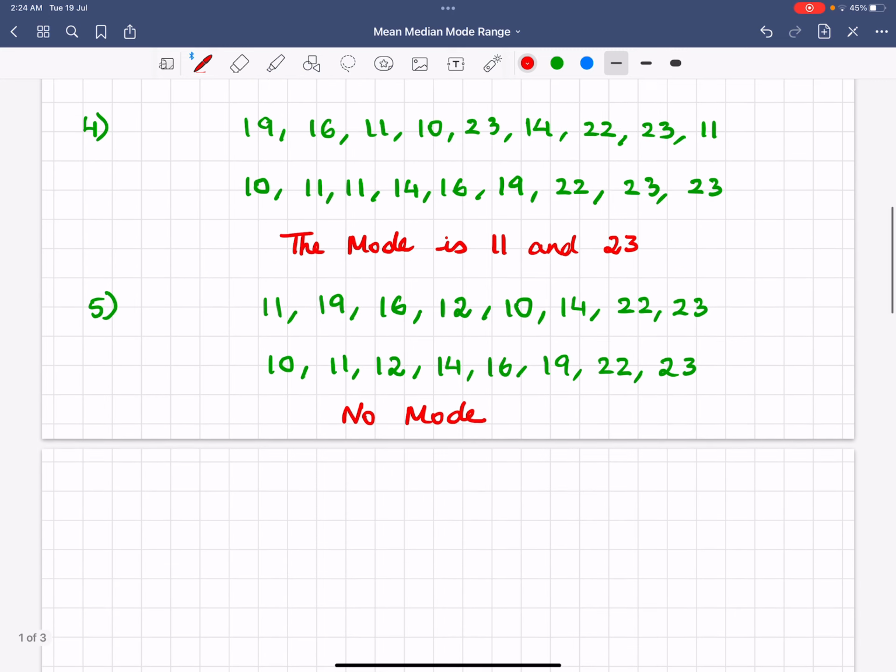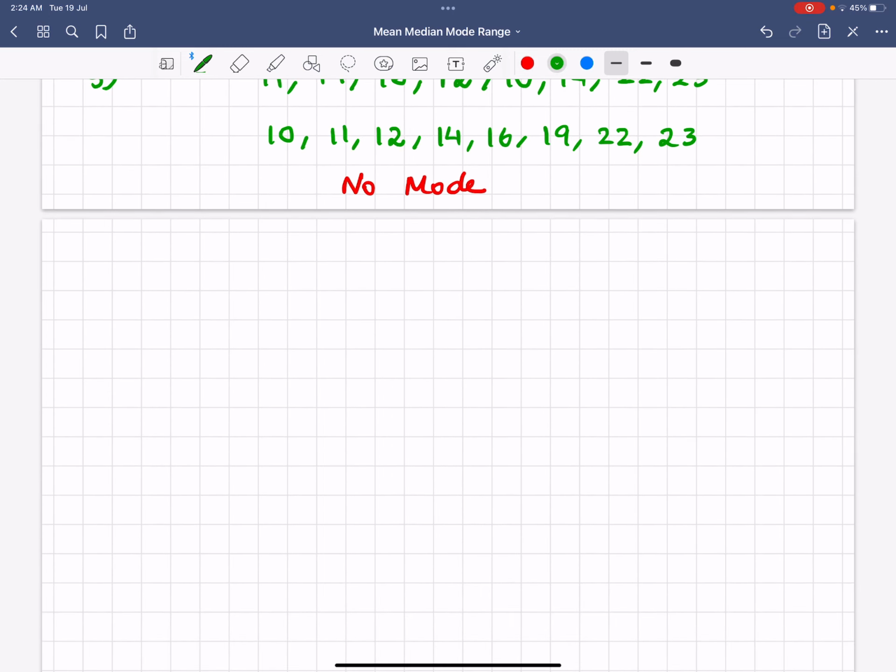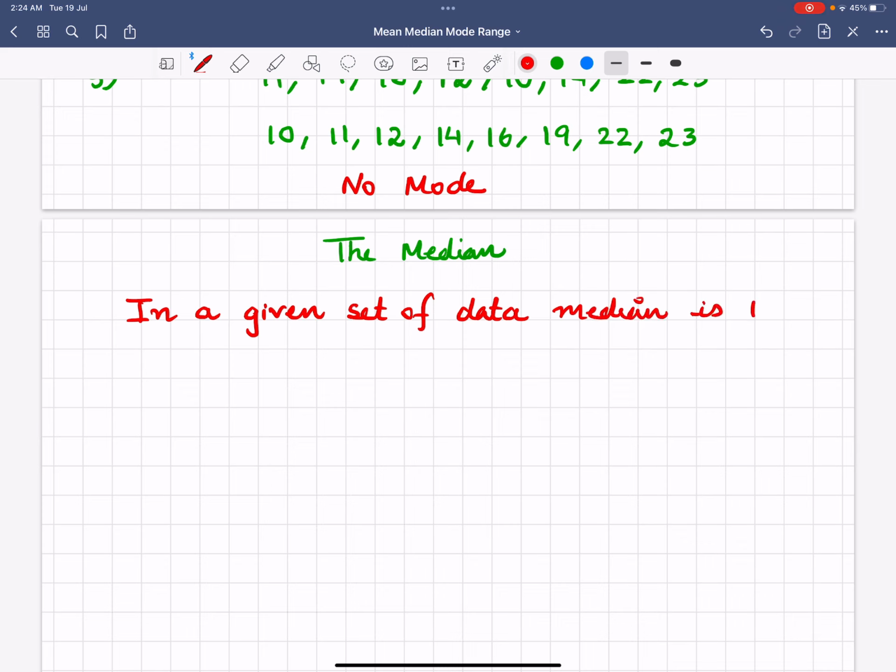Now let's move on to our next objective for today, which is the median. So what is the median? Basically, median is the middle number in a given set of data. So let's write the definition. In a given set of data, median is the middle number.